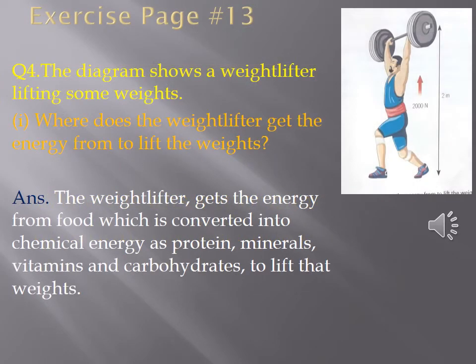Exercise. Page number 13. Question number 4. The diagram shows a weightlifter lifting some weights. Part 1. Where does the weightlifter get the energy from to lift the weights? Its answer is, the weightlifter gets the energy from food which is converted into chemical energy as protein, minerals, vitamins and carbohydrates, to lift those weights.